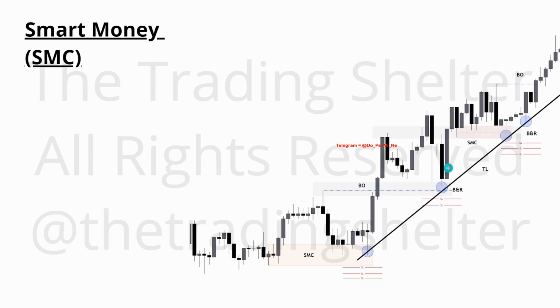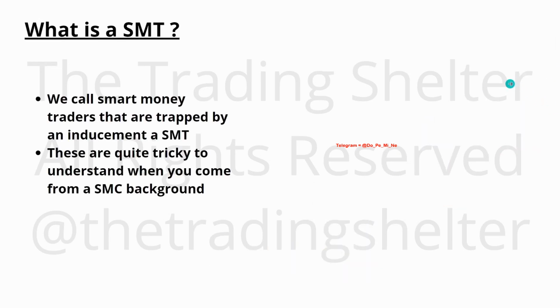Now we need to go to the smart money traps. This is interesting. All right. What is an SMT? We call a smart money trader that is trapped by an inducement an SMT. All right, so it's a smart money trap. These are quite tricky to understand when you come from a smart money concept background like I did.